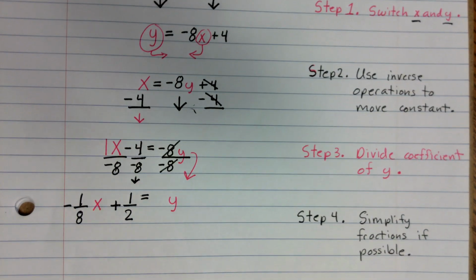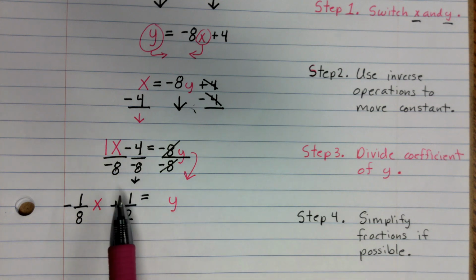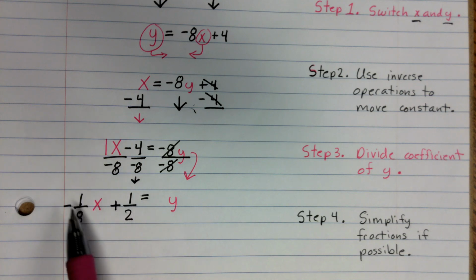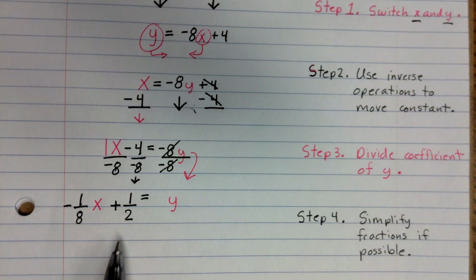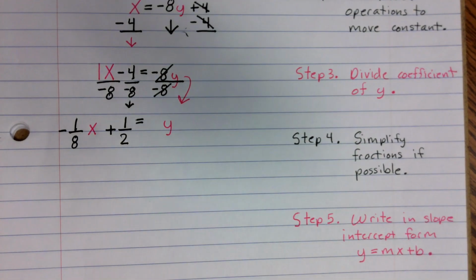Notice we did that next step, which said step 4, simplify fractions if possible. In this case, -4 over -8 did simplify to 1/2. 1 over -8 did not simplify any further because the numerator is 1, but we rewrote it nice and neat. So now we're going to go to step 5. So let me come down just a little bit.